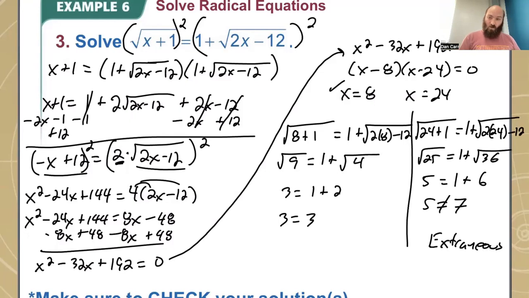Okay, so this one is extraneous since it did not work in the original problem. So I actually can just cross that off. I only have one good answer here, and that is x equals 8. All right, that is why we have to go check that, because once in a while that will come up. So always check your solutions in the original problem. Make sure they do work.